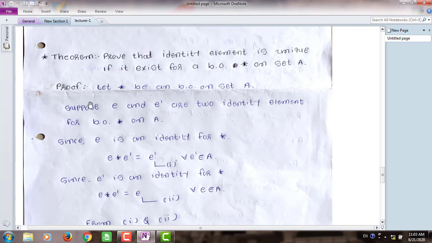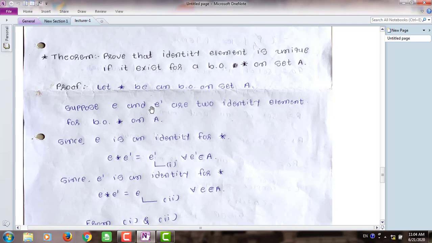Now to prove that, let star be a binary operation on set A. We have to prove that the identity element is unique for the binary operation star on set A. Suppose e and e dash are two identity elements for binary operation star on set A.